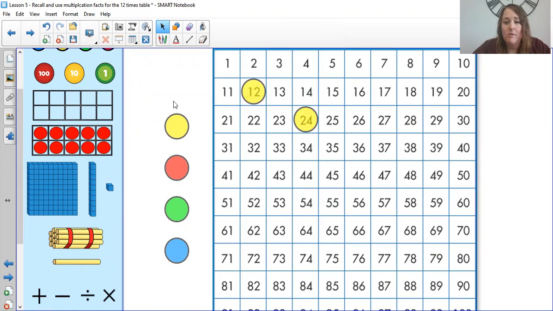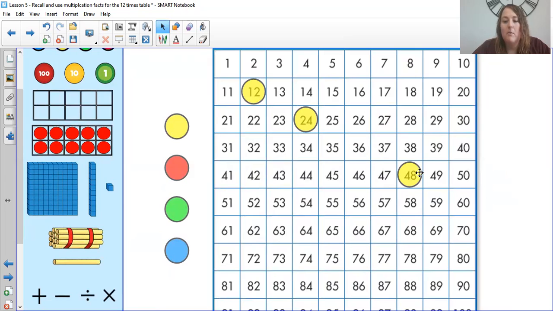Then if I know 2 times 12, then I know 4 times 12 because I double. So again, I double the 4 in the 1s column to 8 and double the 2 in the 10s column to be 40. So 48. Can't see too much of a pattern at the moment, but we may be able to see one soon.